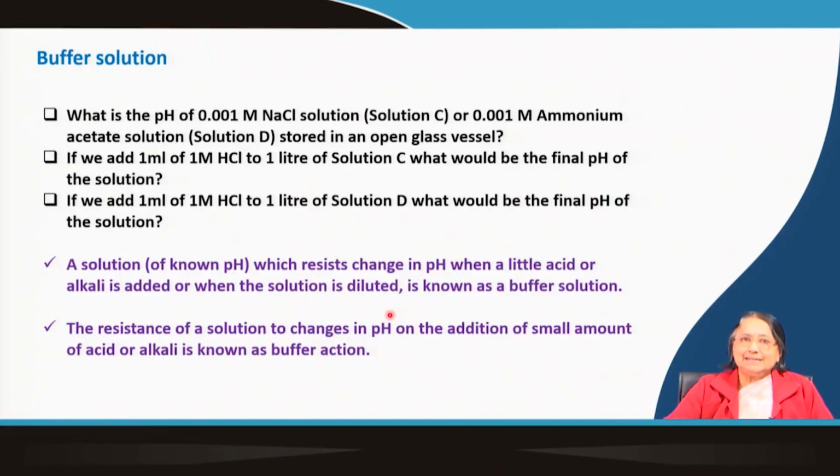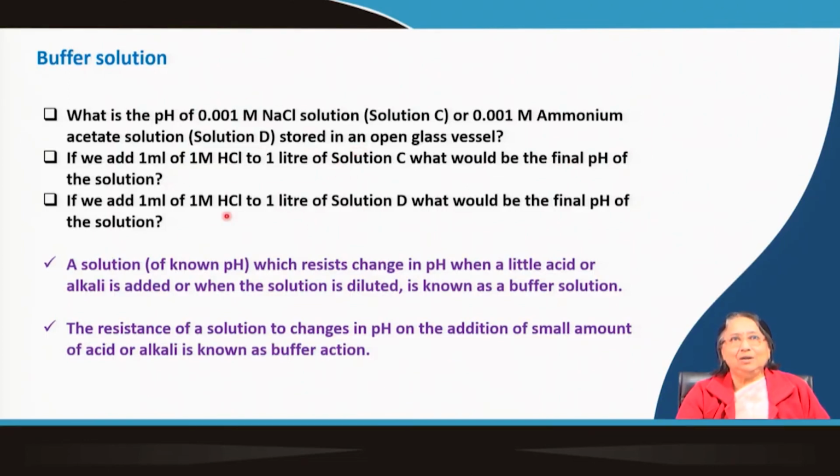It is expected that when you add HCl, the pH will change. But if you add some HCl or NaOH to a buffer solution, the pH will not change. That is called the buffer action, and the solution is called a buffer solution. Here in this case, solution D, which is ammonium acetate, is a buffer solution.